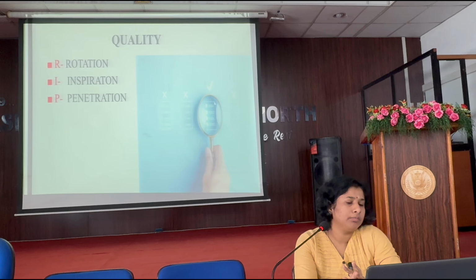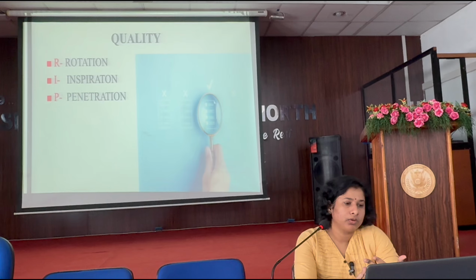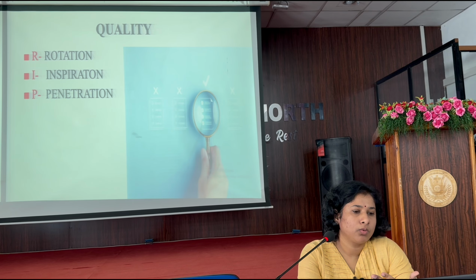So next one is the quality. Before reading an X-ray, it is important to assess the quality of the X-ray. If the quality is not adequate, we can miss the pathology, and we can give a misdiagnosis to the patient. So that's why it's very important to assess the quality.